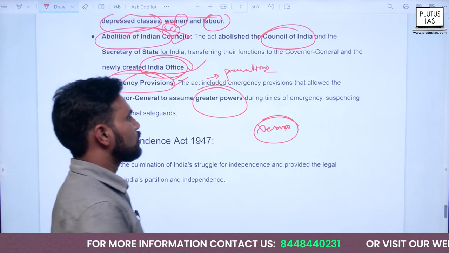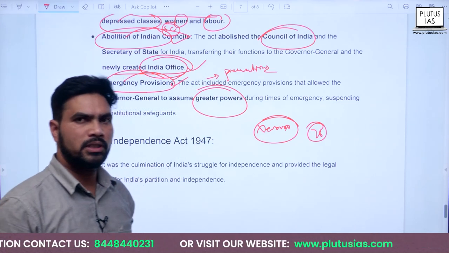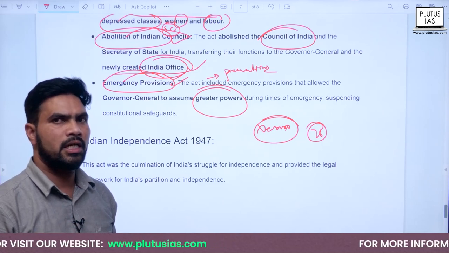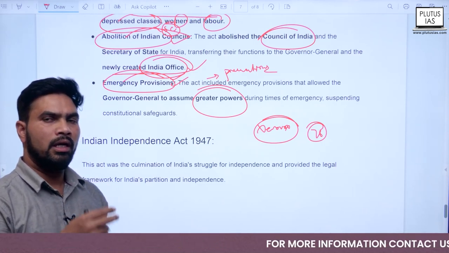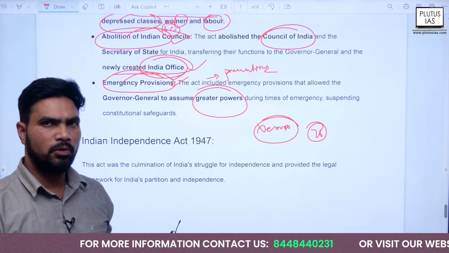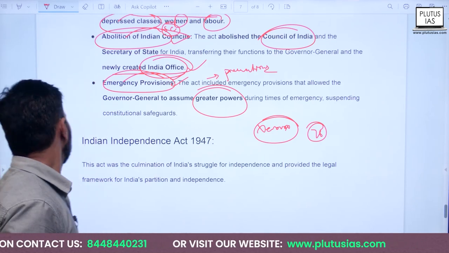We can say almost 70 to 75% of the basic provisions pertaining to administration, administrative things like center-state relations, the role of governor, the position of governor general, etc. All these basic principles and provisions have been taken from the 1935 Act itself.